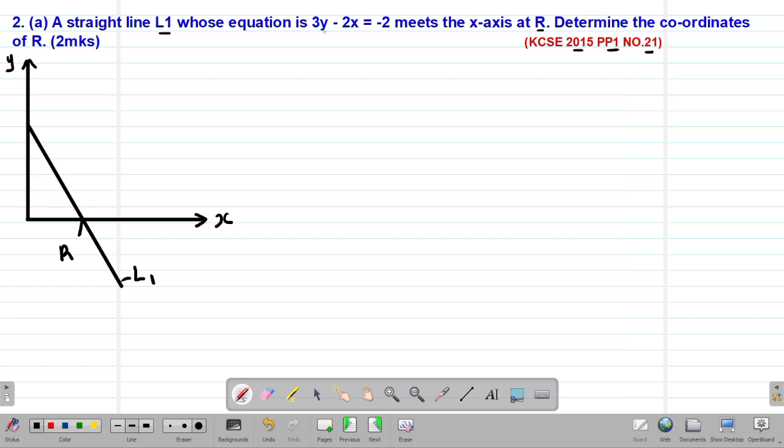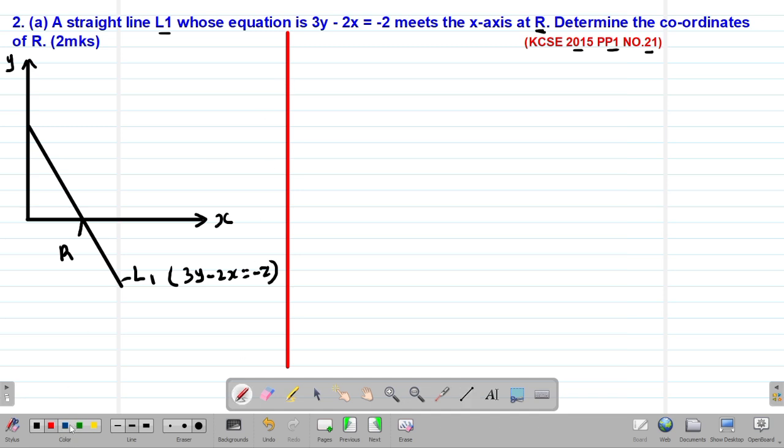A straight line L1 whose equation I'm given as 3y minus 2x equals negative 2 is meeting the x-axis at the point R. So you can see the point of intersection of L1 and the x-axis is the point R. Determine the coordinates of the point R. Now, we know that the point of intersection of any given line with the x-axis is representing what we call the x-intercept. Therefore, R is representing the x-intercept.